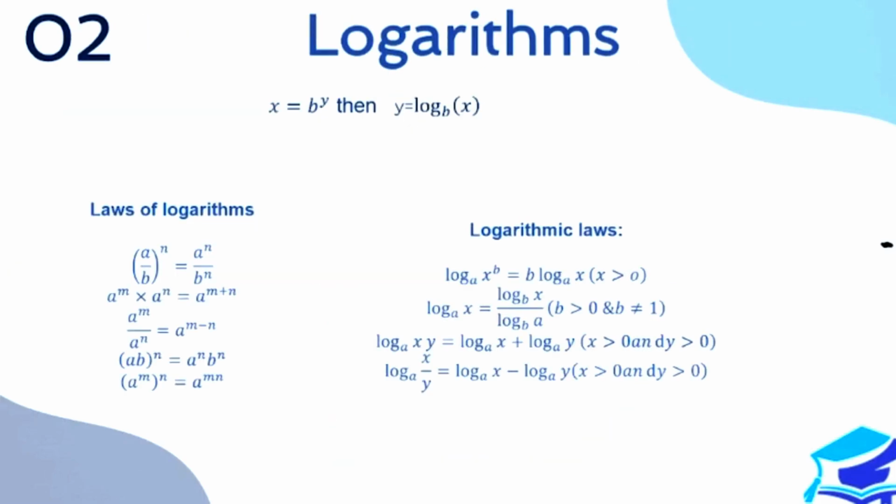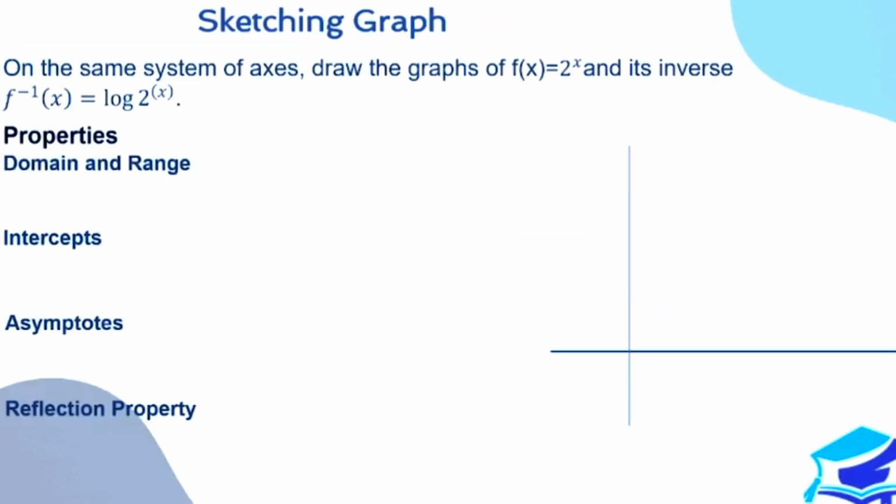If we are given x equals b^y and we want to determine what y is, we make y the subject of the function and we let the base remain the base and x be the exponent, so it would be y equals log base b of x. Here are some laws of logarithms for you to remember.